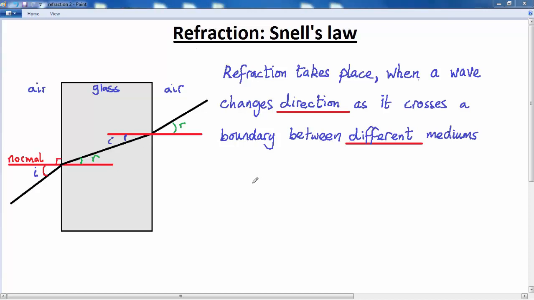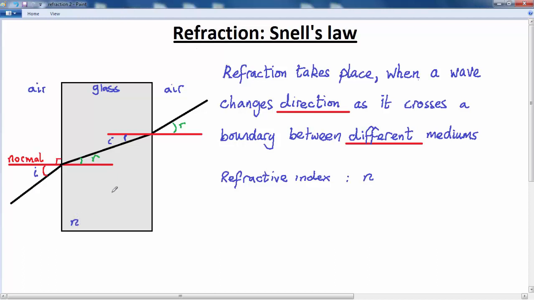Now in this lesson we're talking about the law of refraction, so we want to find a relationship between the angle of incidence and the angle of refraction as a ray passes from one medium into another. Now to do that we have to introduce another term called the refractive index. Now the refractive index of a material is denoted by the letter N.